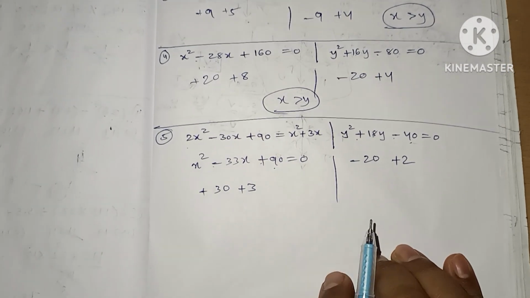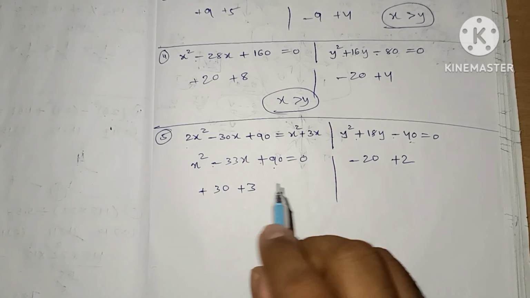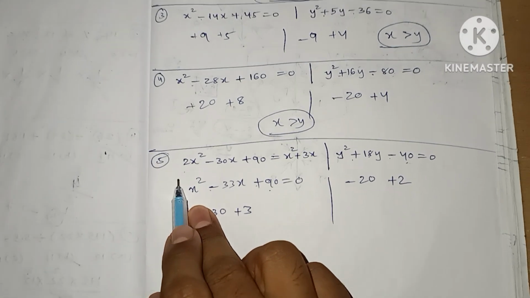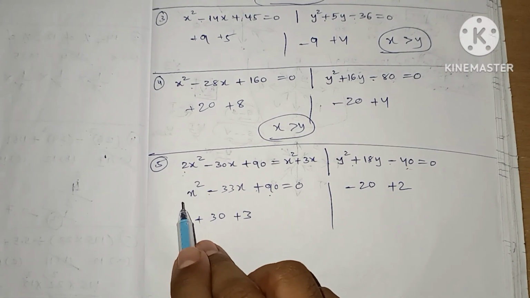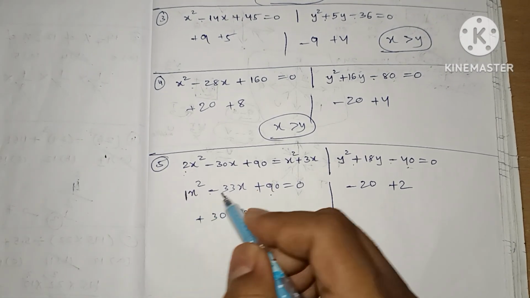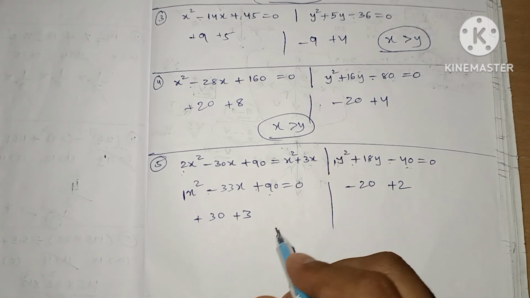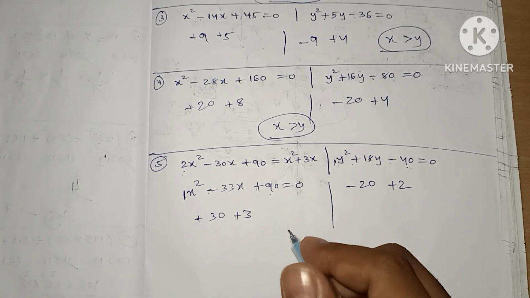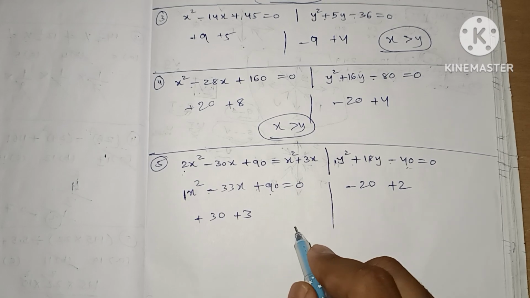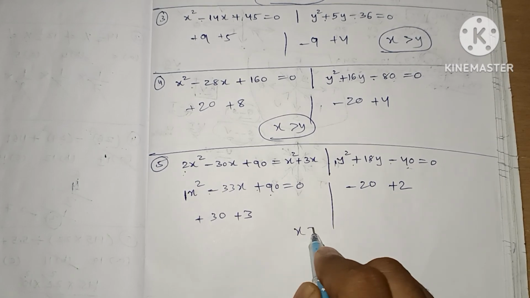Now by comparing these two, first we need to make the base equal. Here the base is also 1. Here the base is also 1. So there is no need to make the base equal. Here the base is already equal. So by comparing these two, it is clear that x is greater than y.